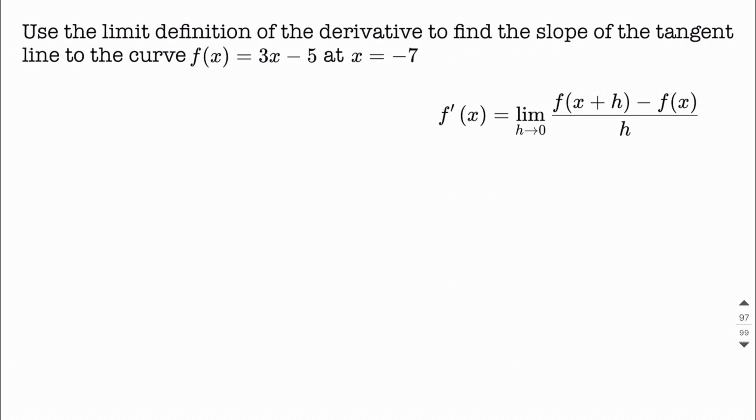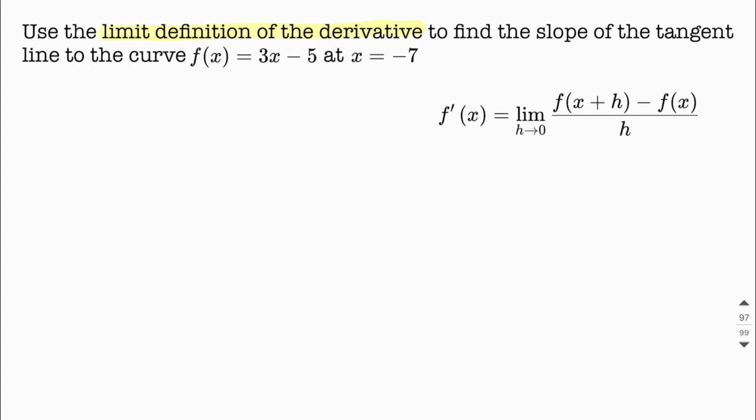Okay, in this example, we're going to use the limit definition of the derivative to find the slope of the tangent line to this curve, f of x equals 3x minus 5. And then, after we find that derivative, we're going to evaluate it at x equals negative 7. So I'm choosing to plug in the negative 7 after we find the derivative with x's involved.